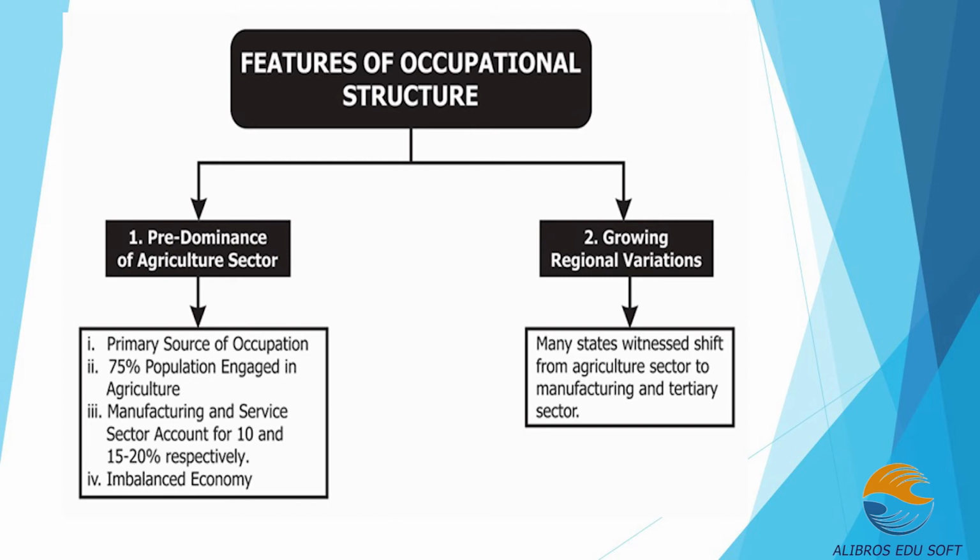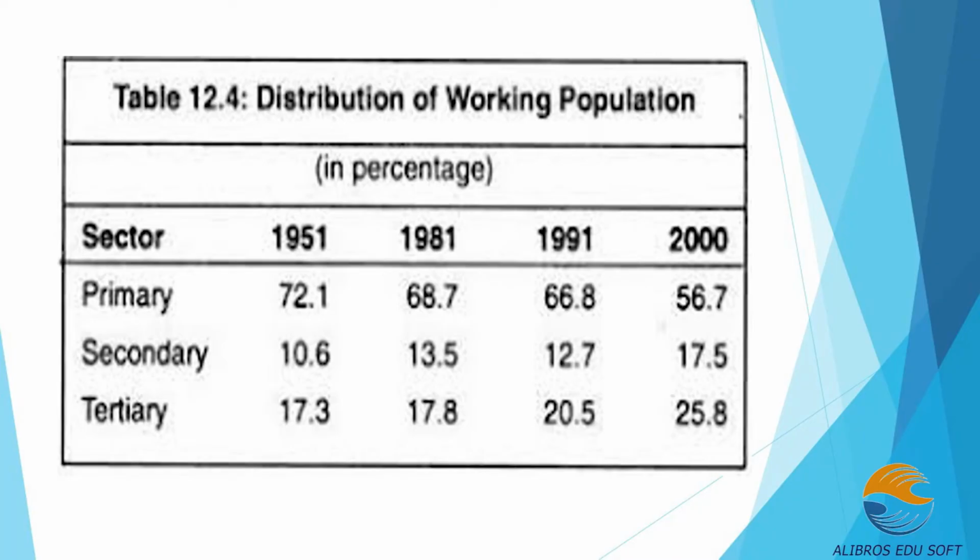So this table shows the distribution of working population during that time. It is from 1951, which means the starting of the five-year plans in India, to 2000, which means after the implementation of the new economic policy in 1991. There is a wide range of percentages given for all three sectors.